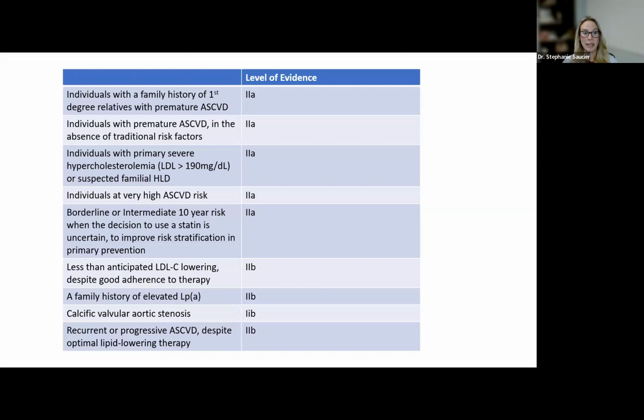Also, if patients have a family history of elevated Lp(a), which is what we commonly call cascade testing, and calcific valvular aortic stenosis, because as I mentioned before, this is a risk factor for that, and recurrent or progressive ASCVD despite optimal lipid lowering therapy. So this is where the NLA sits in terms of recommendation. But again, some thought leaders recommend that everyone be tested at least once in their lifetime.